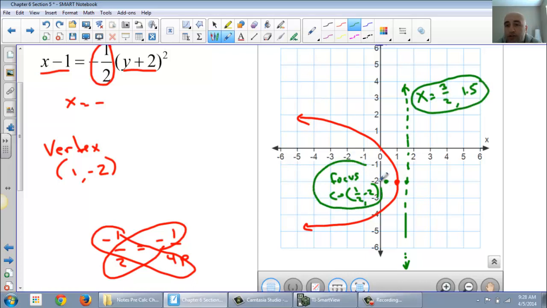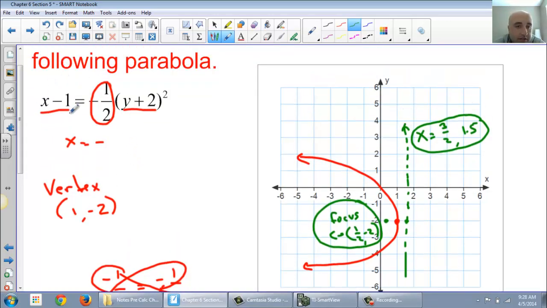Here is our focus. It's just a little bit harder when the vertex is different, but you've got to pay attention. These numbers mean that the vertex is at a different location. Everything else is done the exact same way.